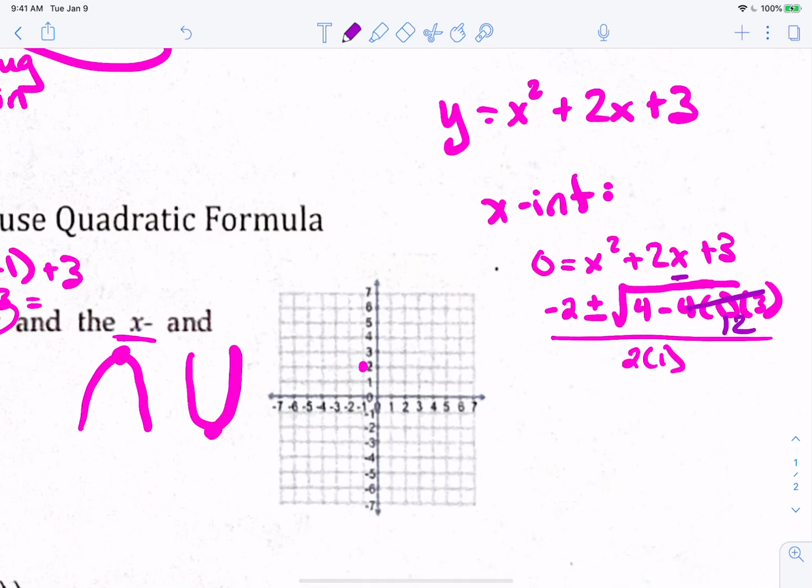Negative. We don't care what the number is. It's negative. The square root of a negative is? None. So what does that mean? It doesn't have any x-intercepts. We were trying to find the x-intercepts, and we got this.